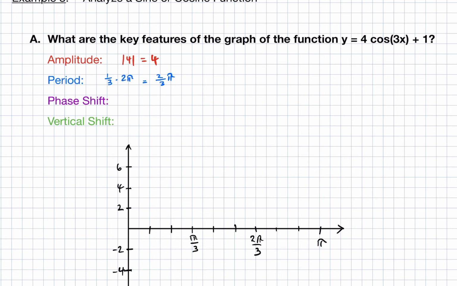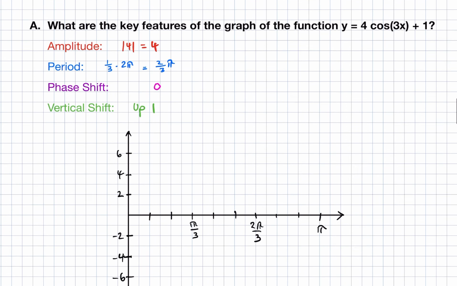Okay, now we're going to look at our phase shift, okay? The phase shift would be inside the parentheses. In this case, there is no phase shift left or right, so we would say that that is just 0. And then our vertical shift. This is the number that follows after the parentheses here. It's all the way at the end, and we have a +1, so that tells me that our vertical shift is going to be up 1.